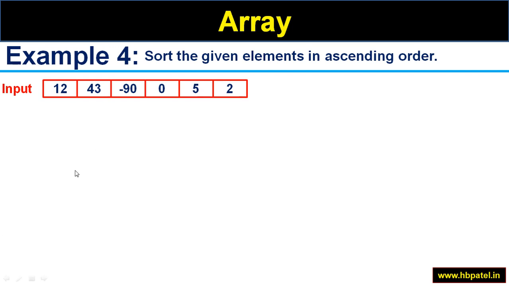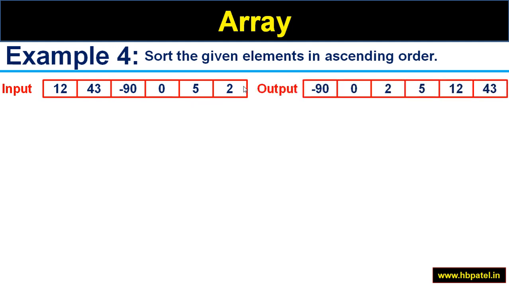For example, the input is, let's say, these 6 numbers, and I want to sort them in ascending order. Ascending is the smallest number in the beginning and the largest number in the end.